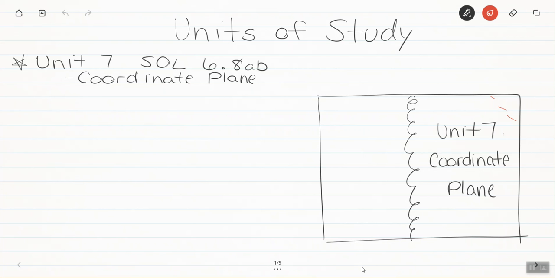In this video, we're going to be reviewing Unit 7, Coordinate Plane. So in the beginning of your notebook, make sure you're filling in those units of study for Unit 7, SOL 6.8, Coordinate Plane. Then turn back in your notebook. You can find where the spiral's down the middle. You have 2 blank pages, and you can fill in Unit 7, Coordinate Plane. Fold in that corner, and then turn the page, and we will start our notes for Coordinate Plane.